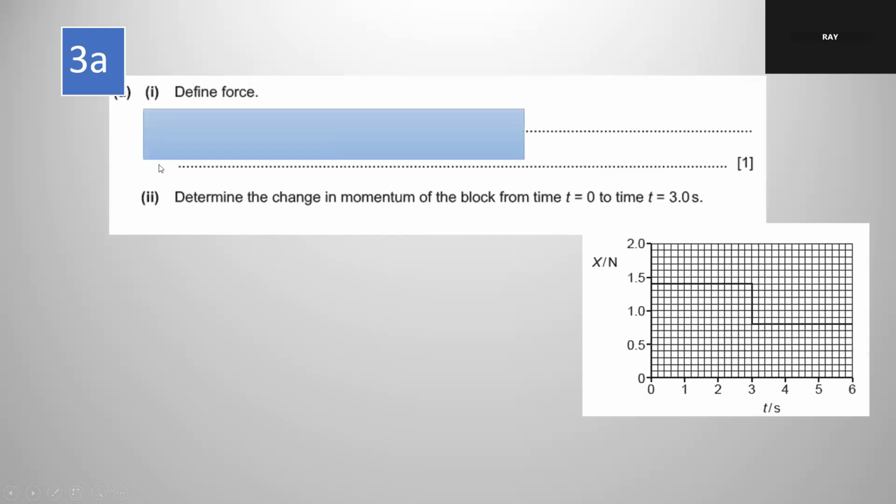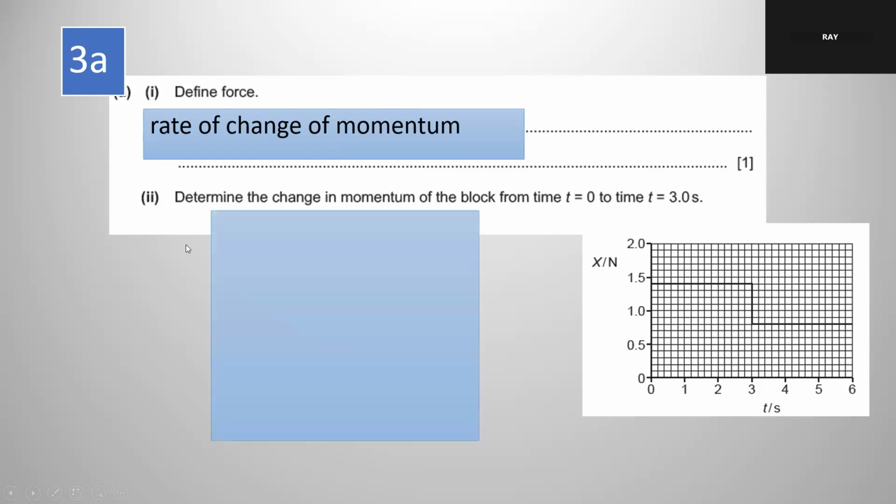Define force, memory work. Determine the momentum of the block from time 0 to 0.3. So force is the change in momentum.